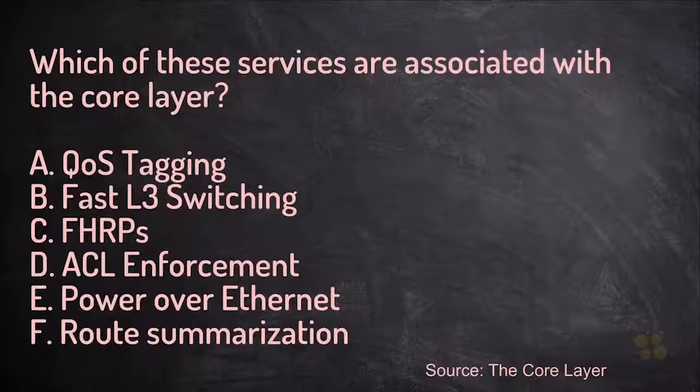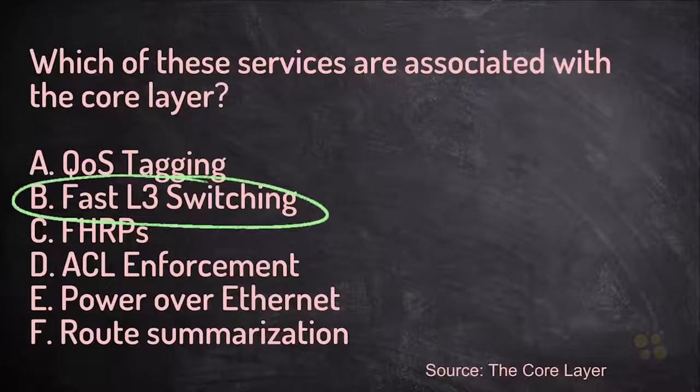Well, you could probably have guessed that this was coming. Which of these services are associated with the core layer? Now, if you're paying attention and using process of elimination, you might have noticed that B is the only service that we have yet to use. And indeed, that is actually the only answer here. We're not focused on features at the core layer. We care about one thing, and that is very quickly switching at a layer 3 perspective among network locations. So in this case, B is our only answer.